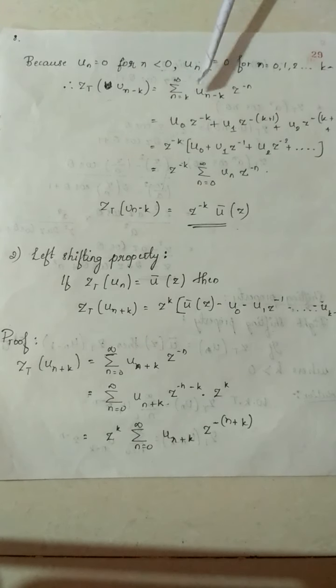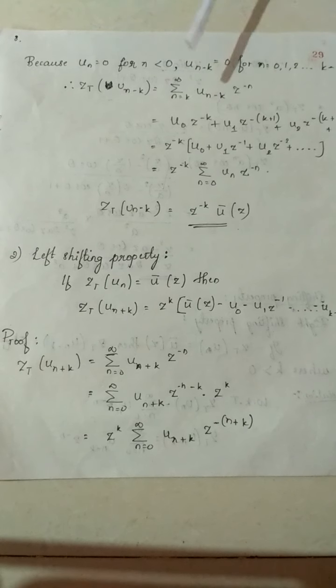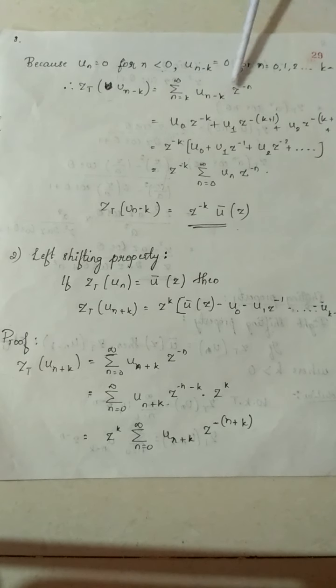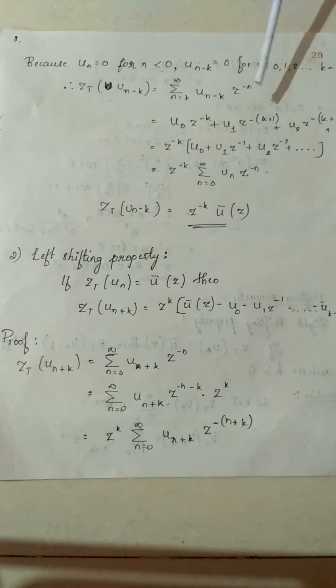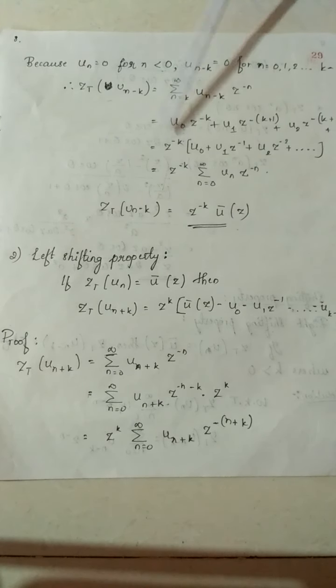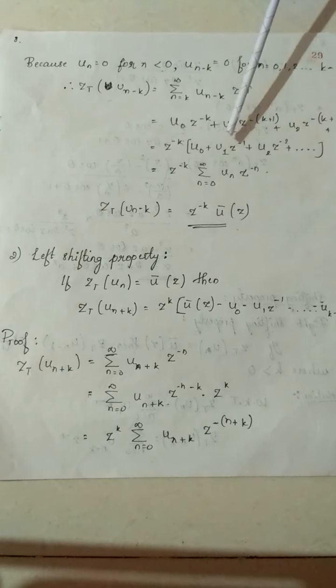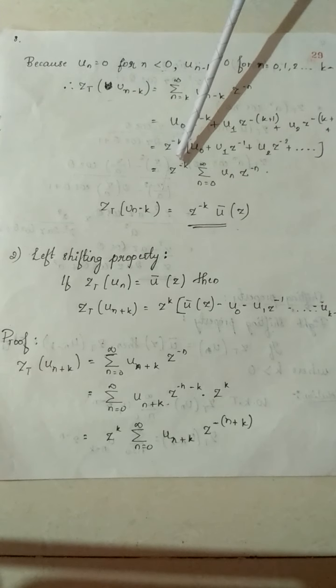So the summation n is equal to k to infinity u of n minus k z raised to minus n. Now expand the summation by substituting n is equal to k, k plus 1, k plus 2 and so on. If you put n is equal to k, you get u of 0 z raised to minus k, plus put n is equal to k plus 1, u1 z raised to minus k plus 1, and so on. And here in this series z raised to minus k is common, take it out. So we get u naught plus u1 z raised to minus 1 plus u2 z raised to minus 2 and so on, times z raised to minus k as it is.